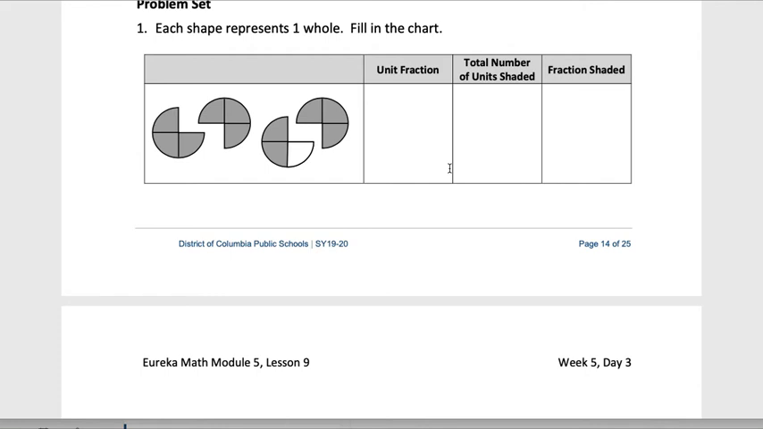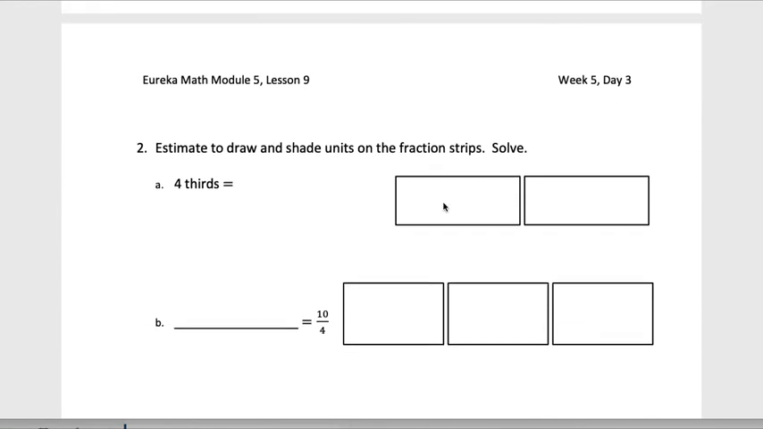Now, what this is asking you to do is exactly like the chart a couple pages back. It's telling you that each shape represents one whole. Now fill in the chart. So how many shapes do I have total? I have 1, 2, 3, 4 shapes total. They're each split into thirds. So my unit fraction would be 1 third. How many total units are shaded? You count how many total are shaded. And then what is our fraction of the shaded parts? Remember, your bottom number is going to be thirds. We're still talking about thirds.